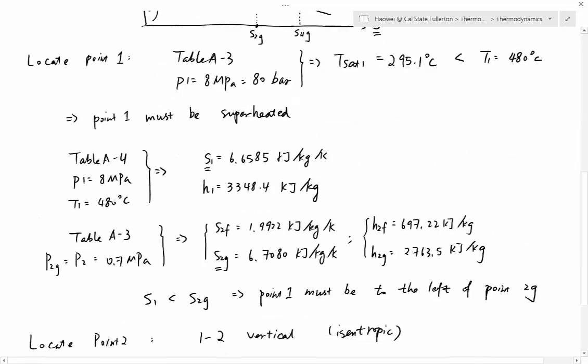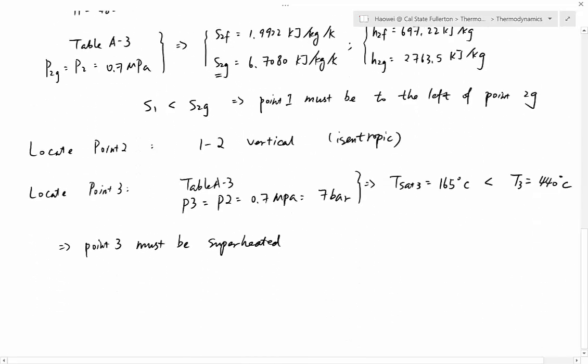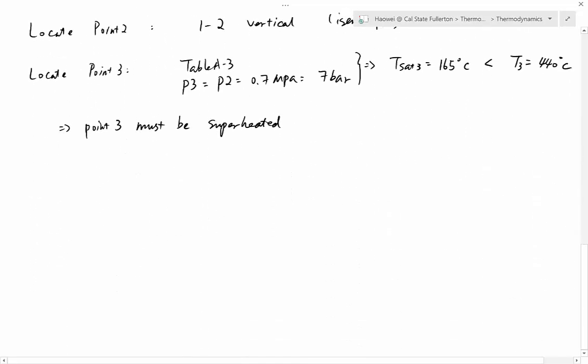Okay, so now let's look for S3. How do we look for S3? We know point 3 is superheated, so we must go to table A4. And what are the two inputs we know? Pressure and temperature. P3 is 0.7 megapascal, and T3 is 440 Celsius. And from here, you can easily find S3.